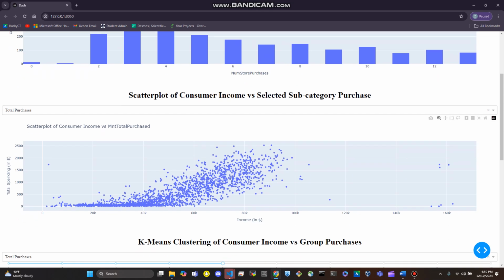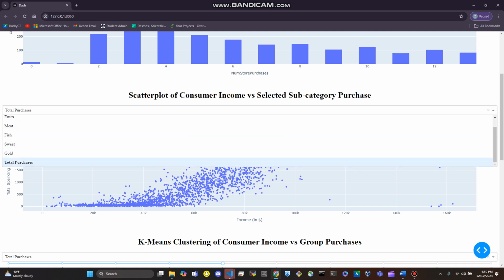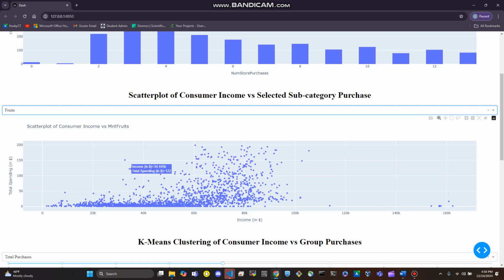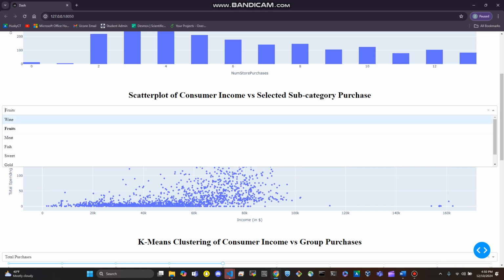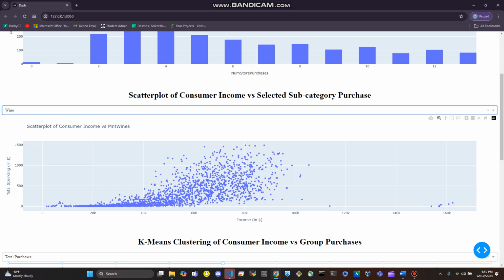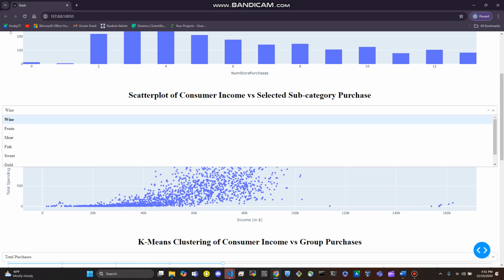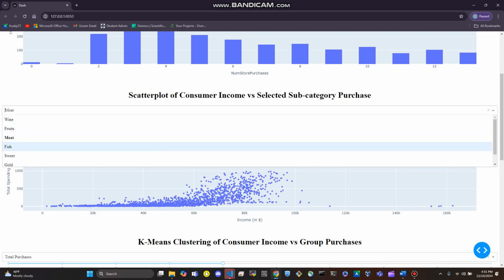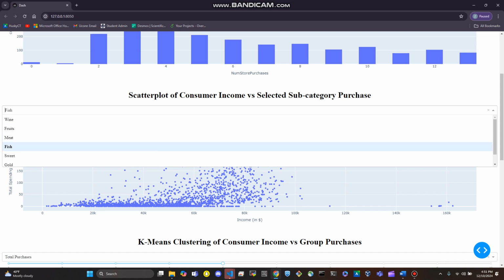And then we also have the scatter plot. This scatter plot is going to be showcasing the income of a certain consumer versus the total amount they spend in a subcategory. And these subcategories are fruits, meat, fish, sweet, and gold products. If we take a look here, we can notice that throughout all of these sub purchases, there is a great density at the bottom where the income variance is great, but the total amount spent is minimal. So maybe in future clustering, we should be accounting for this group as well.